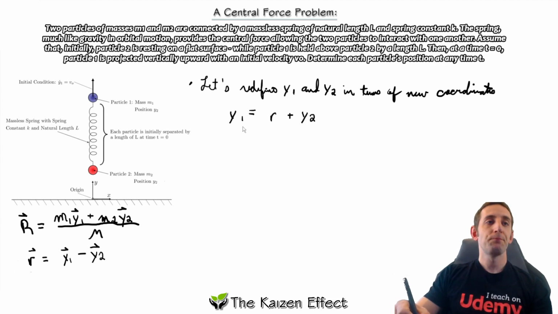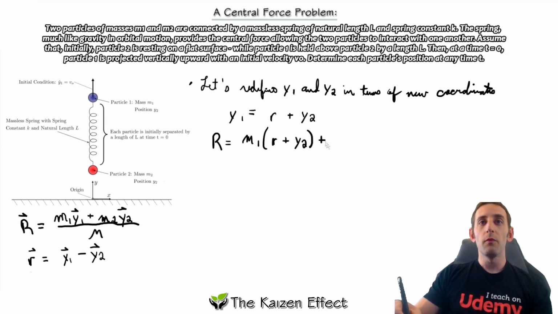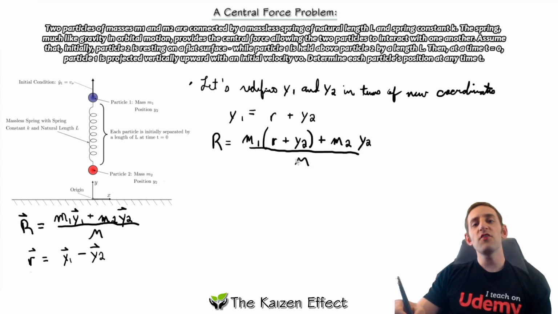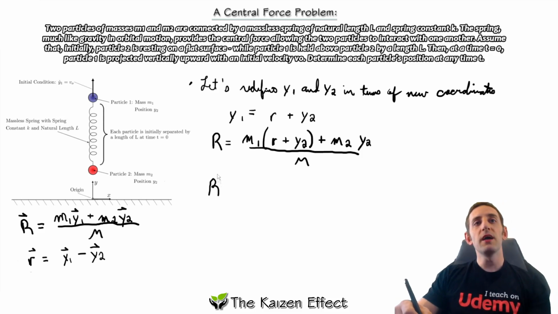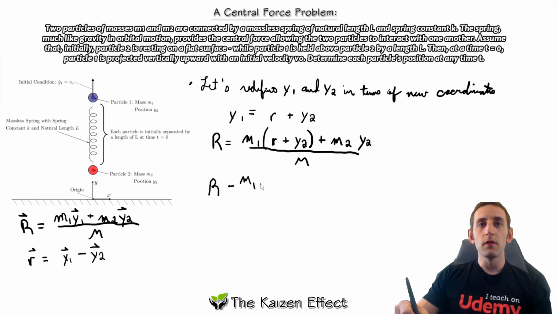So then we could take this, throw it into our big R right here, and what we end up with is big R is equal to m1 times the quantity r plus y2, basically substituting in and chugging along, plus m2 y2. And all that's left, after this is divided by a big M, is just to organize. So we want to bring everything on one side, okay? I'm going to get big R, and I'm going to pull over the little r right here. So I'm going to get big R minus m1 little r over big M. And I'm going to try and isolate my y2 because that's what we want to solve for.